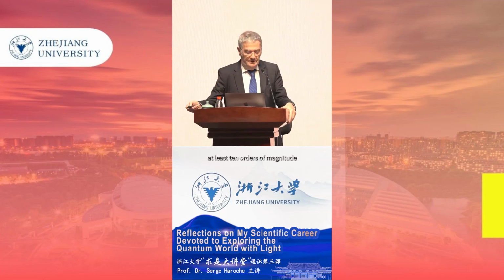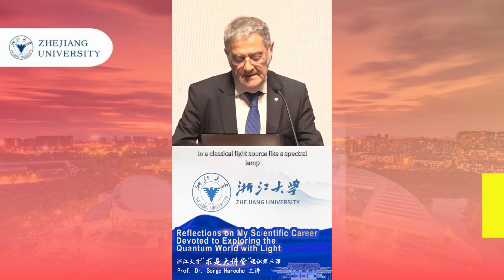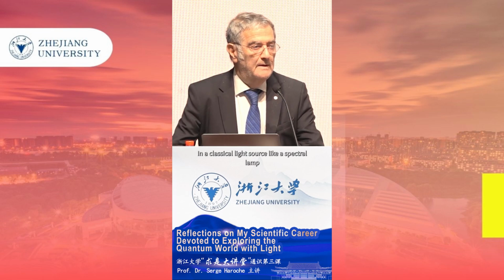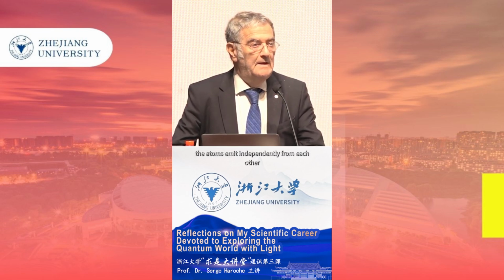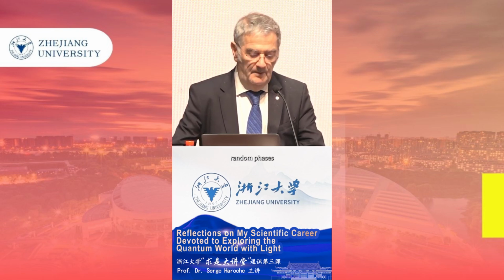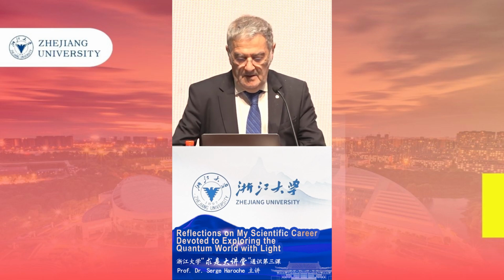At least 10 orders of magnitude have been gained in many domains when you replaced the light of a classical lamp by laser light. And I would like to review all the progress. In a classical light source like the sun or a spectral lamp, the atoms emit independently from each other radiation which has random direction, random phases, large dispersion in frequencies.